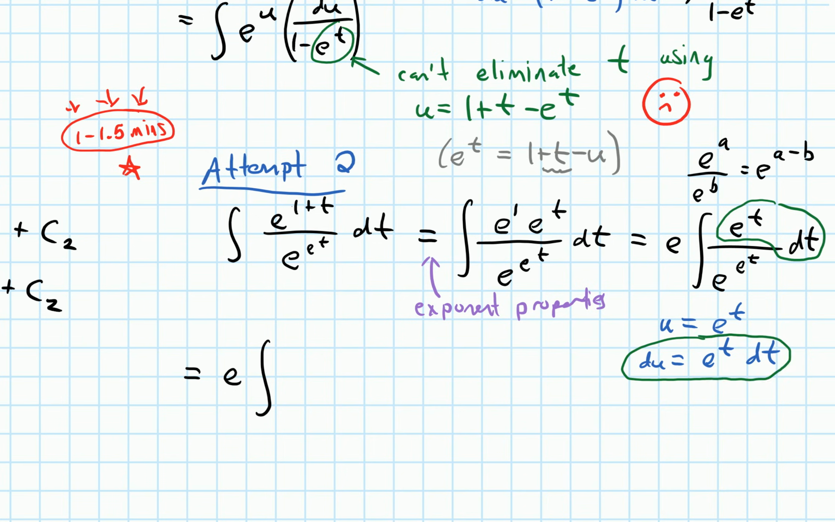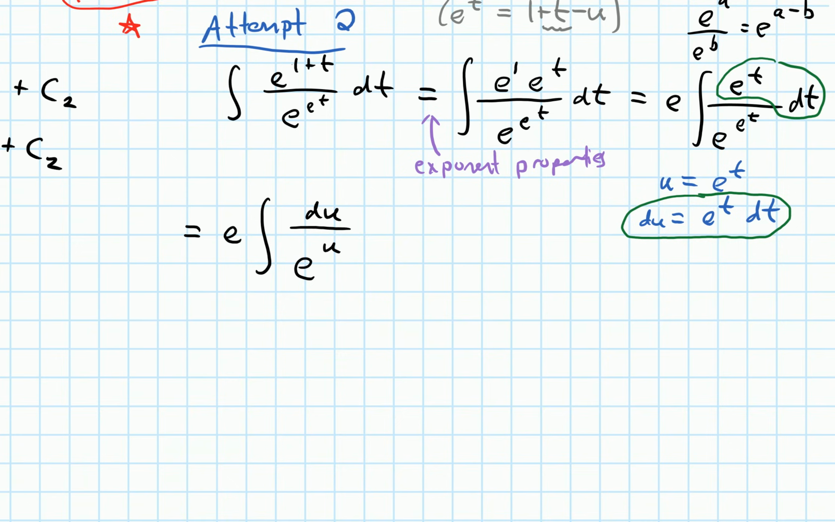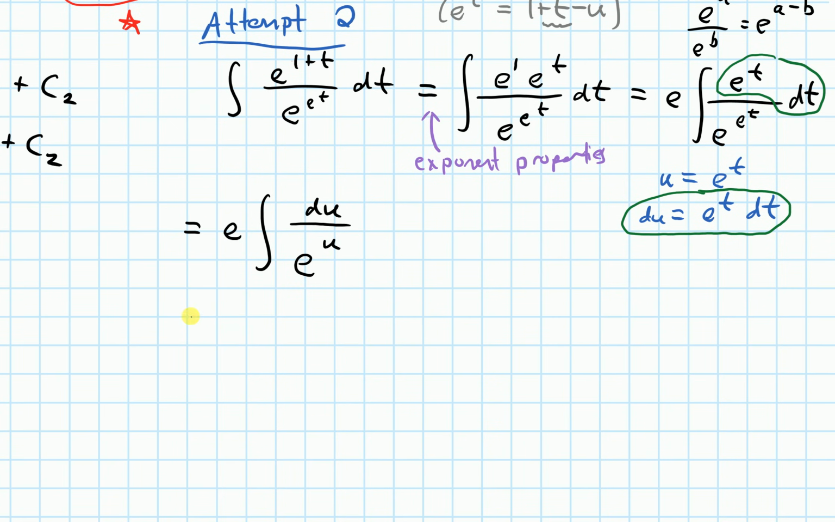So that's pretty nice. So we have that du there on top, and the denominator is e to the t, but e to the t was u. So this is e to the u. So nice. Okay, this is a whole lot simpler now. I just had to do some exponent properties and a u sub, but a lot simpler.